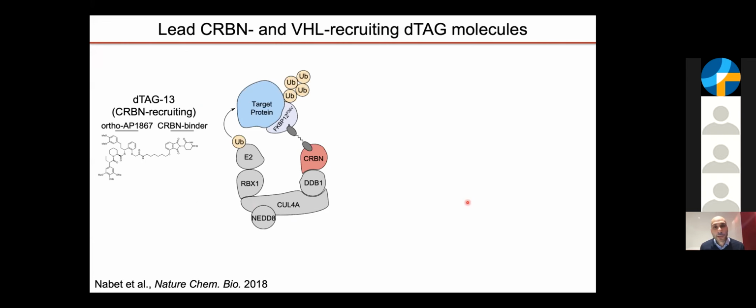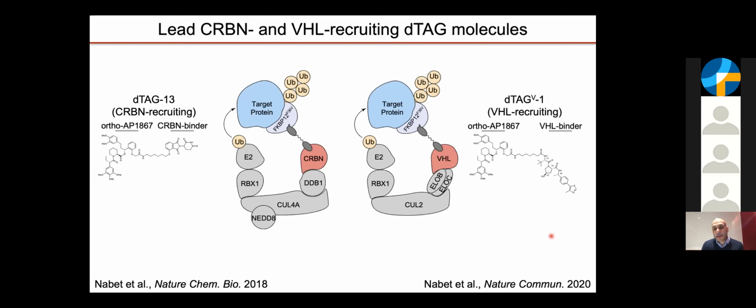And so here, the first one that we heavily invested in was development of cereblon recruiting DTAG molecules. And so here, one of our lead compounds was what we call DTAG 13. And in the process of the development of these compounds, led by my colleagues Dennis and Shiva, who were formerly in Jay's lab, what we identified was actually a more selective version of this AP1867 that we could use. And then here, in terms of recruitment of cereblon, we take advantage, of course, of thalidomide as the E3 binder. And so in this case, DTAG 13 was really our lead compound that came out of our initial description.